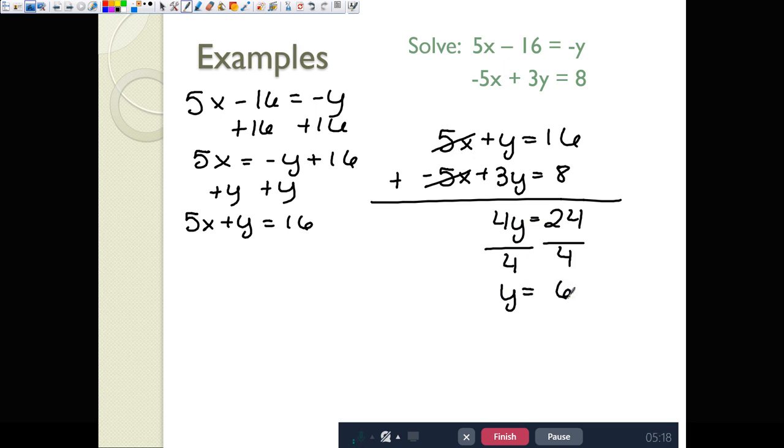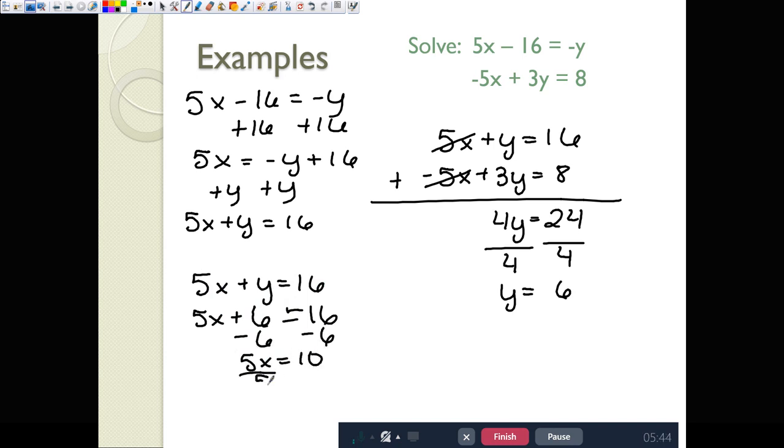So now that I have y, I need to find x, so I need to substitute it into one of my equations. I'm going to substitute it into this one here because it's nice and neat and y by itself. But you can substitute it in anything, it doesn't really matter. So I have 5x plus 6 equals 16. I'm going to subtract 6 from both sides. 5x is going to equal 10. Divide by 5, x is going to equal 2. So my ordered pair will be 2, 6.